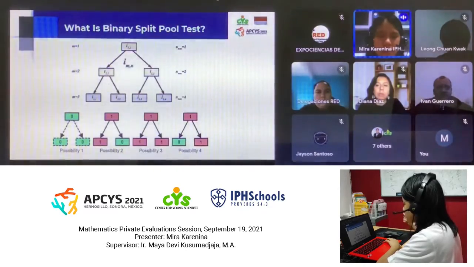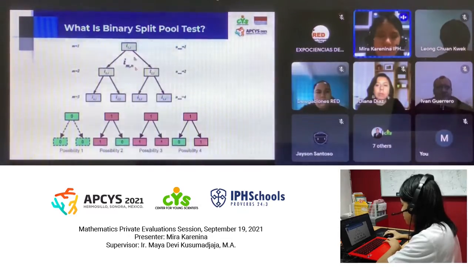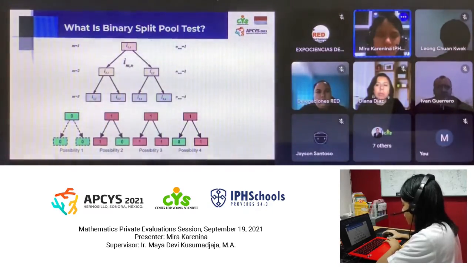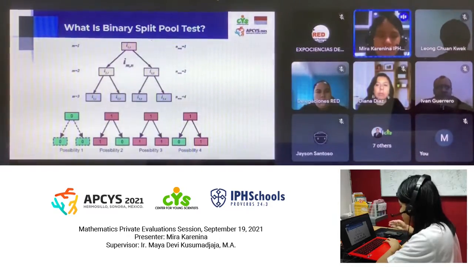Now let's get into the binary split pool test. In a pool test, we mix the samples and then test it. Here, I represent the test result. I will be 1 if the result is positive, and it will be 0 if it's negative. If I is 1, that means at least one of the samples is positive, just like as shown in possibility 2, 3, and 4 here. If that is the case, then we will need to split it further by splitting it into 2 smaller pools, and so on and so on.